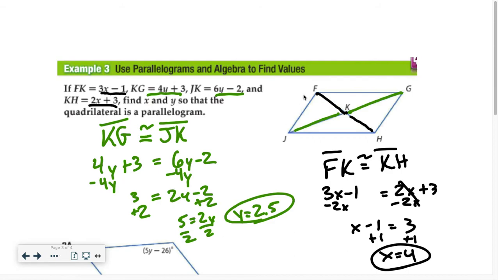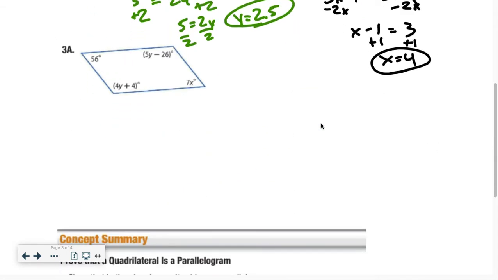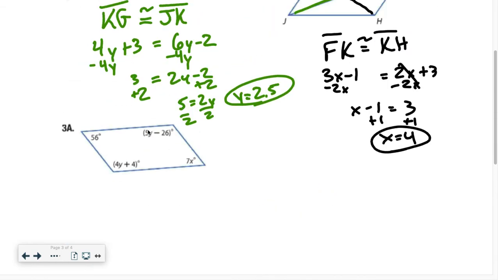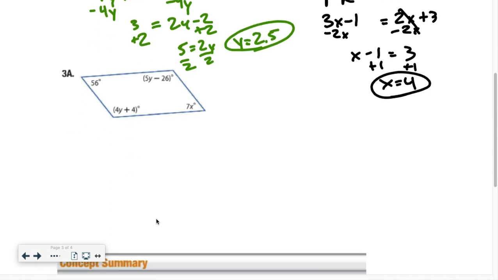Okay, diagonals would have to be bisected. Here, guys, opposite angles are going to have to be congruent, both pairs of opposite angles. So you can set up your equation here. 7x equals 56. You're going to get x is 8. And then you can go 4y plus 4 equals 5y minus 26, which is going to give you y, I believe, is 30. Okay? Those would be the x and y values that work. X is 8, y is 30. Just trying to do the arithmetic here.